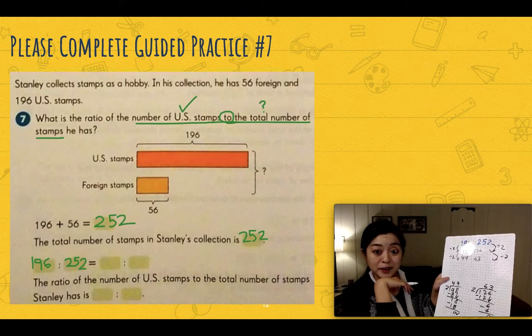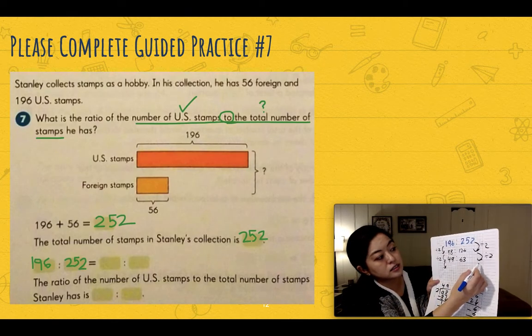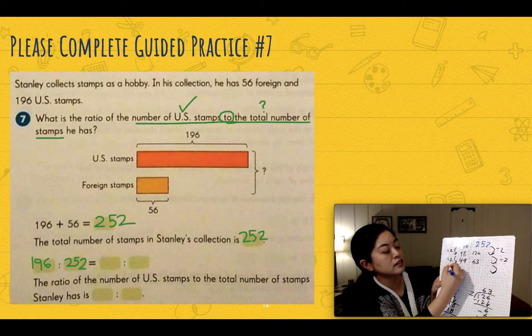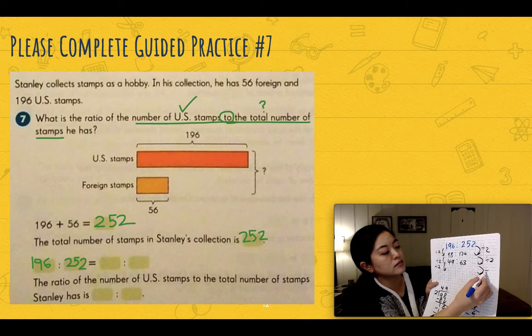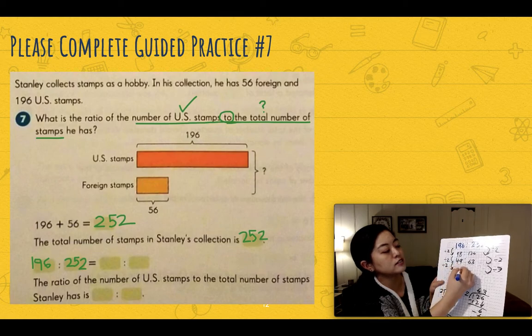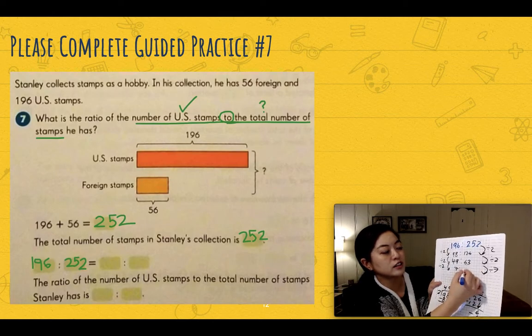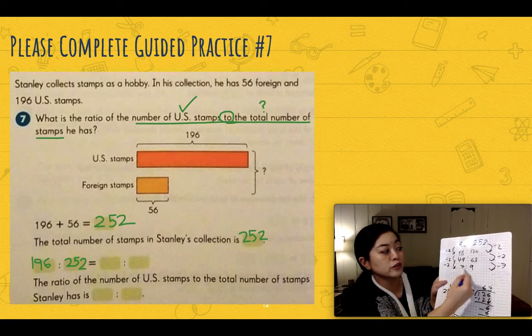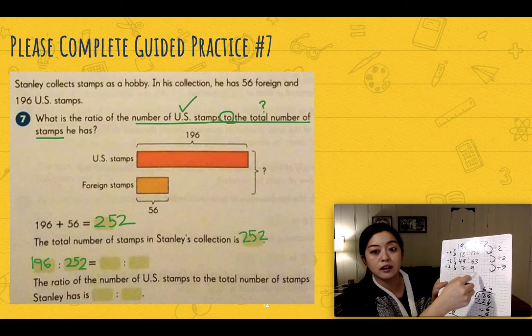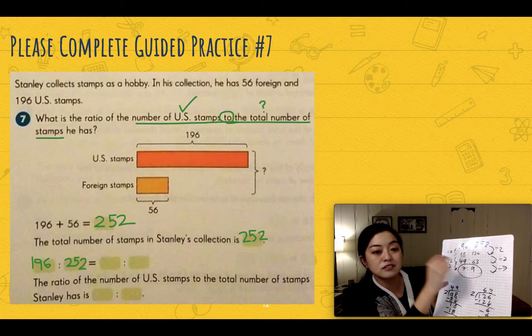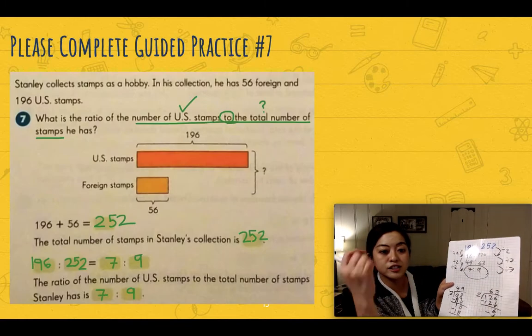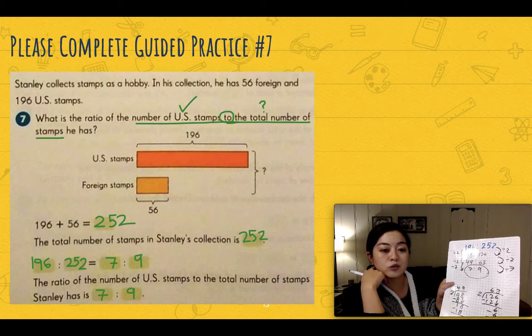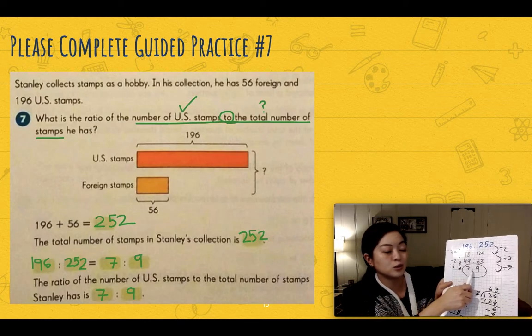Actually, I see something else. Another common factor, of 7. So if I want to divide this by 7, divide that by 7. 49 divided by 7 is 7, and 63 divided by 7 is 9. Now I'm done because there's no other common factor between 7 and 9 besides 1. So this is my simplified ratio, 7 to 9. So the total number of US stamps to the total number of stamps Stanley has is 7 to 9.